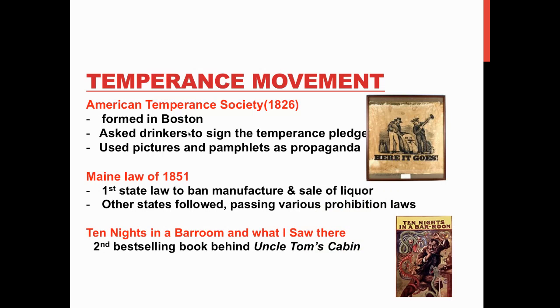1826, once again in New England, we see the American Temperance Society, where drinkers are being asked to sign the temperance pledge, do not drink. They'll use pictures and propaganda to encourage people. Maine becomes the first state to ban manufacture and sale of liquor.